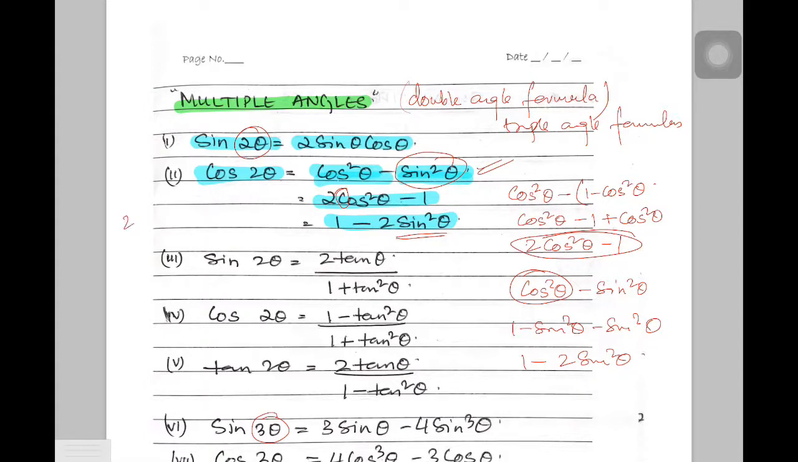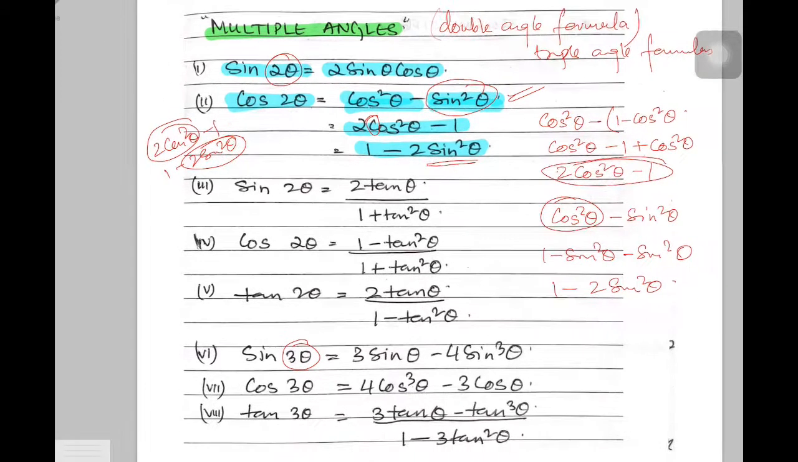If you are confused about 2 cos square theta minus 1 and 1 minus 2 sine square theta, about which one comes earlier in the formula, then just remember the alphabetical order. Cos always comes first. 2 cos square theta minus 1 is the correct sequence of writing it, and 1 minus 2 sine square theta is the correct sequence. 2 sine square theta minus 1 is not correct because sine doesn't come earlier, it comes later. Are you understanding? That's how I remember the formula.